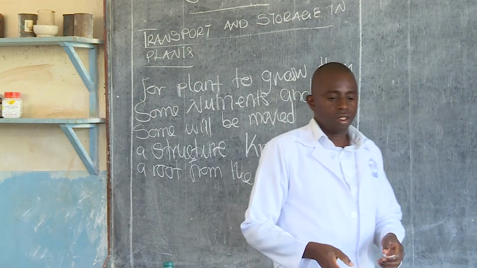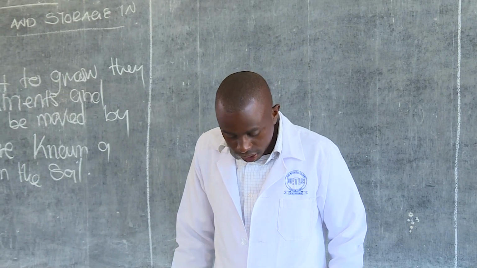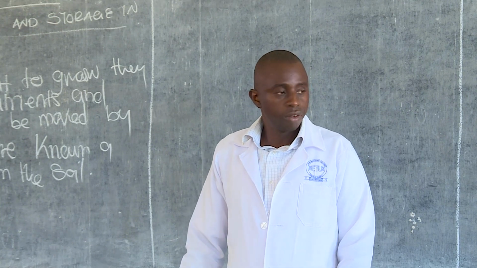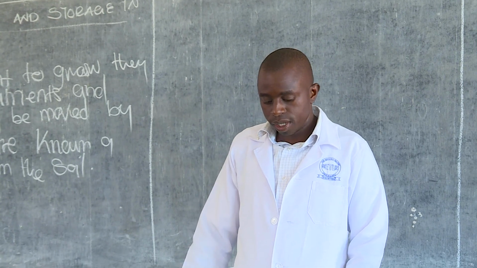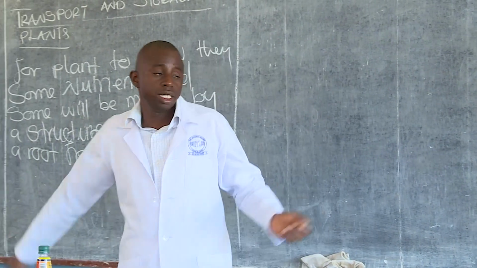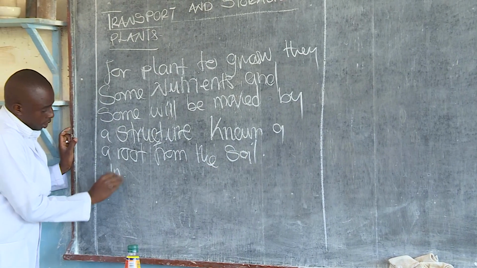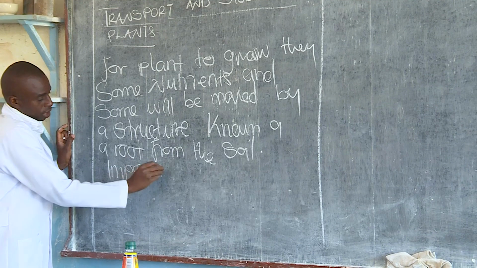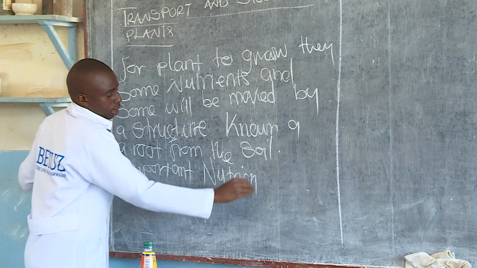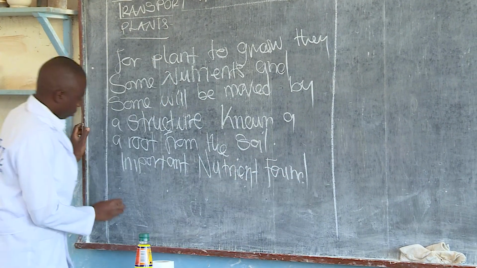So as I've said, as the plants are growing, we expect these plants to use this structure which is known as a root to carry nutrients and other foodstuff from the ground, from the soil, of course, to the rest of the parts of the plant in relation to growth. So some of the most important nutrients should be moved by the root. The notable, important nutrients which may be picked by a root are found in roots.